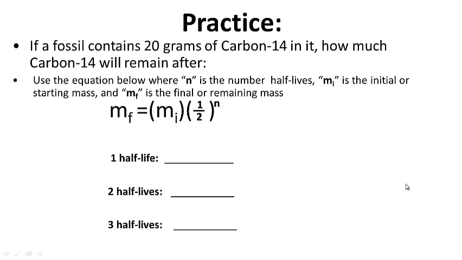Okay, let's see how you did. If a fossil contains 20 grams of carbon-14 in it, how much carbon-14 in grams will remain after 1 half-life here? Okay, we get 10 grams. And then for 2 half-lives, well, what's half of 10? Okay, 5 grams. And after 3 half-lives, well, what's half of 5? Okay, 2.5 grams. Hopefully you did pretty good on those.